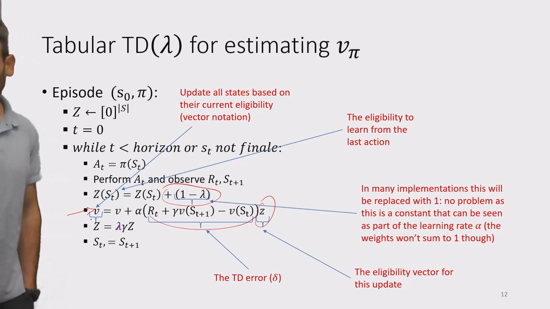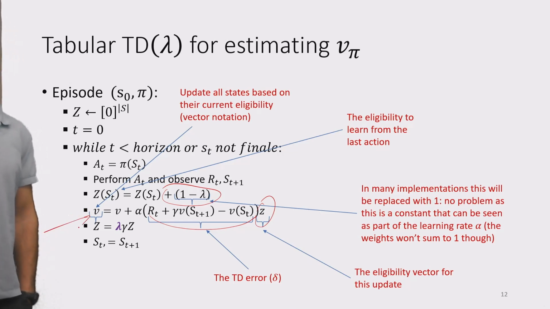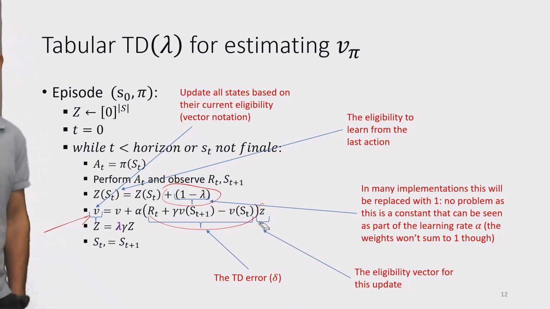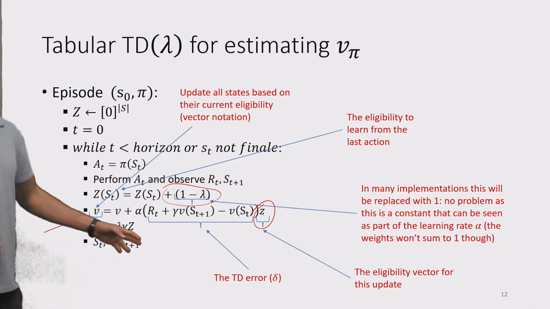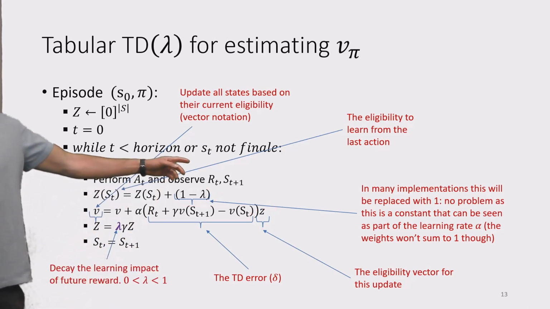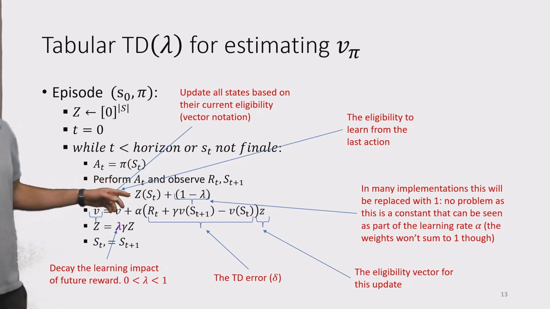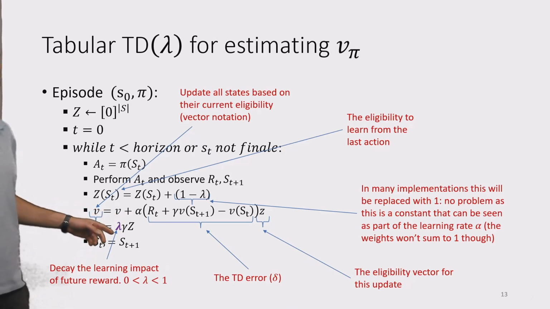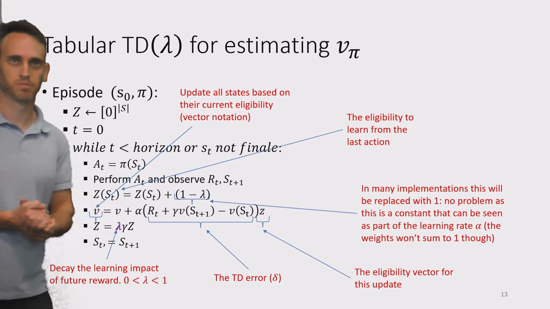And so here we're actually updating all of the states, right? This V is a vector over all of the states in our state space, but not all of the states have a non-zero eligibility, only those states that we've seen previously in the current episode. Next we're going to decay the eligibility for all of the states, including the state that we just saw, because once we move to the next time step, the eligibility for the current step will diminish exponentially by multiplying it by lambda.